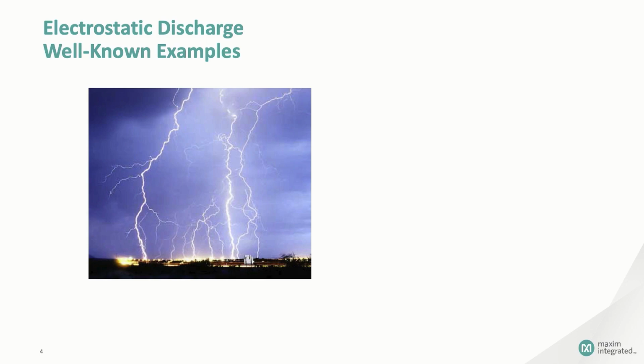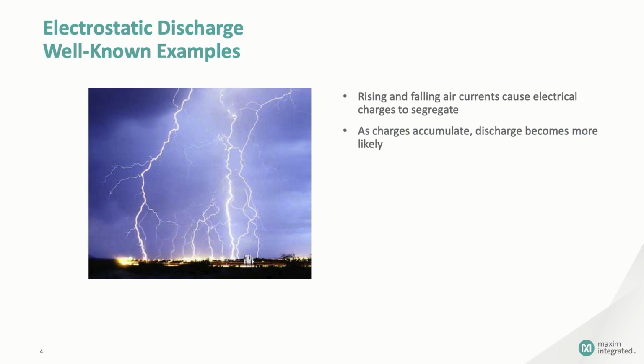Lightning results when friction between ascending and descending atmospheric currents in a storm cloud cause electric charges to segregate into different areas. Now, as these charges accumulate, the likelihood of an electrostatic discharge increases, and when the discharge occurs, you get the phenomena you normally associate with lightning: a bright flash of light as the electron flow ionizes and heats the air into incandescence, and the sound of thunder as the superheated air explosively expands. Now, let's think about lightning a little more closely.